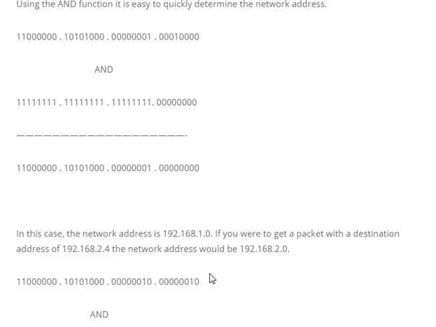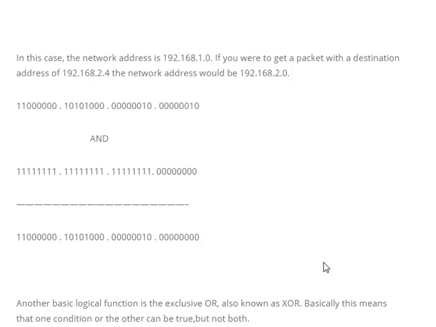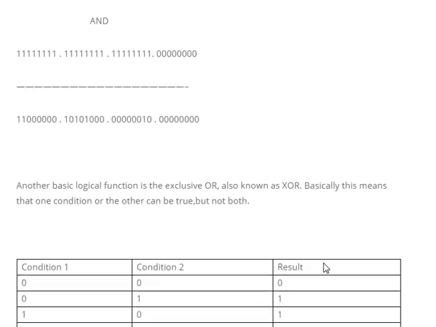192.168.1.0. If you were to get a packet with a destination address of 192.168.2.4, the network address would be 192.168.2.0. It's just a little example of how using this function makes life easier when you're dealing with networking. And here's another example.